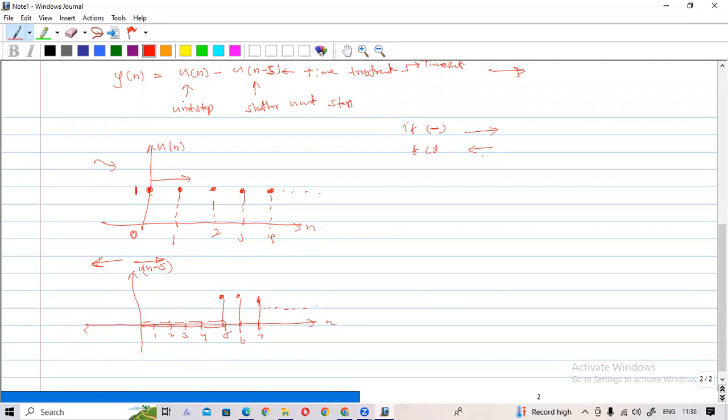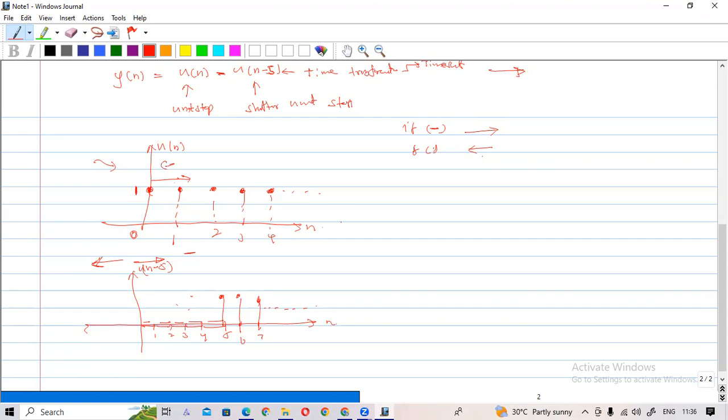Okay. Now you have to subtract u[n-5] from u[n]. You have to subtract this u[n-5] from u[n]. So you have to subtract this one from this one.